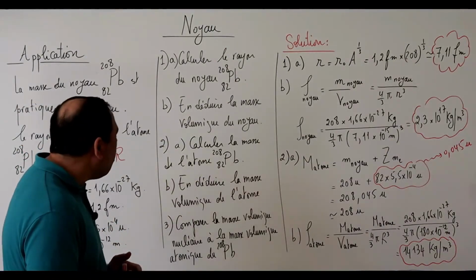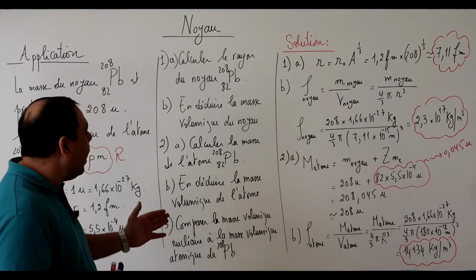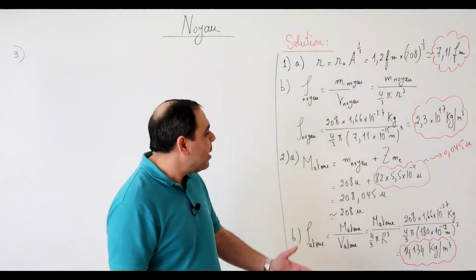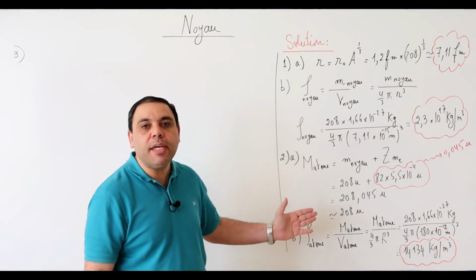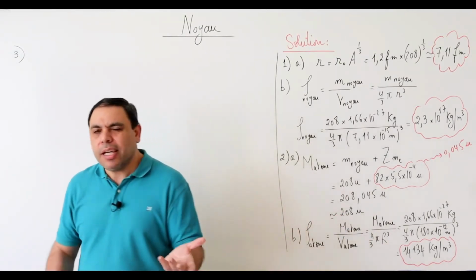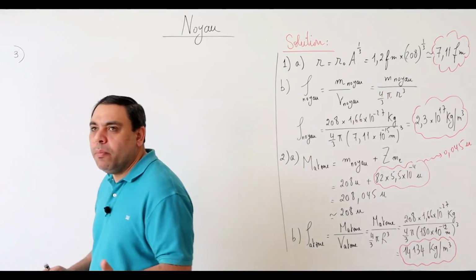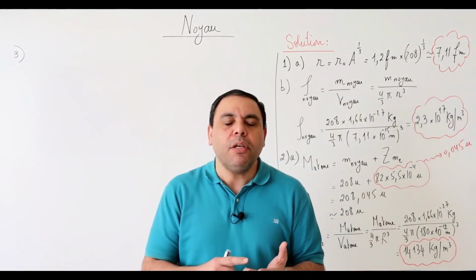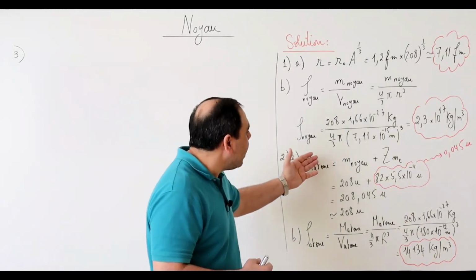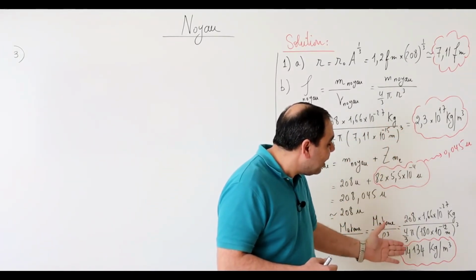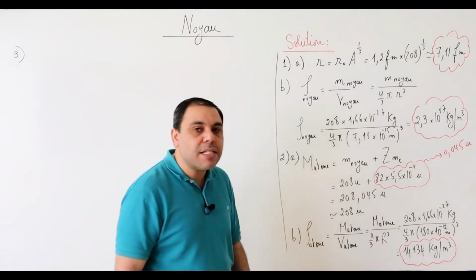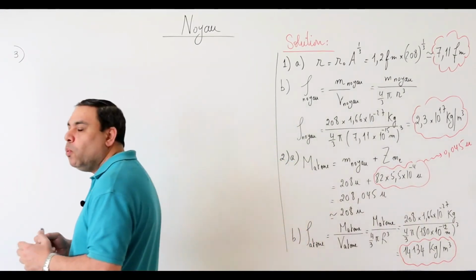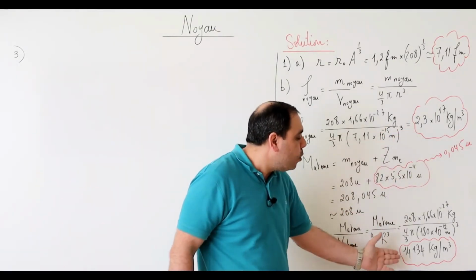In the final part, we have to compare the nuclear density to the atomic density for lead 208. We want to compare the density of the nucleus to the density of the atom. When comparing two values, we say greater than, less than, equal to, etc. But here the density of the nucleus is much bigger than the density of its atom. We prefer that we find the ratio of their densities to know by how many times this is greater than this.